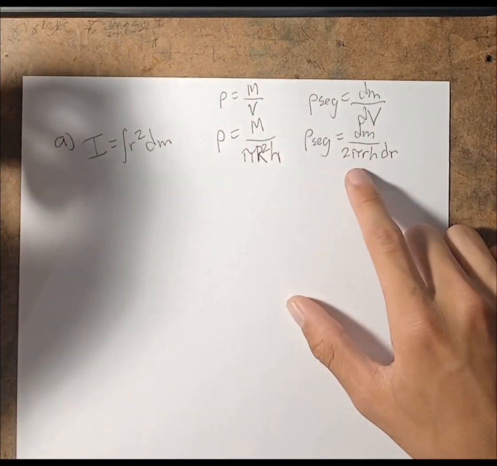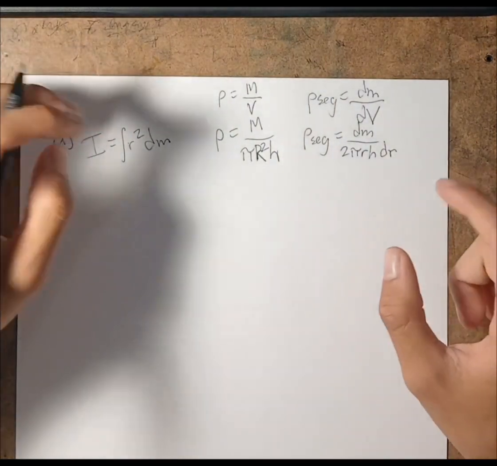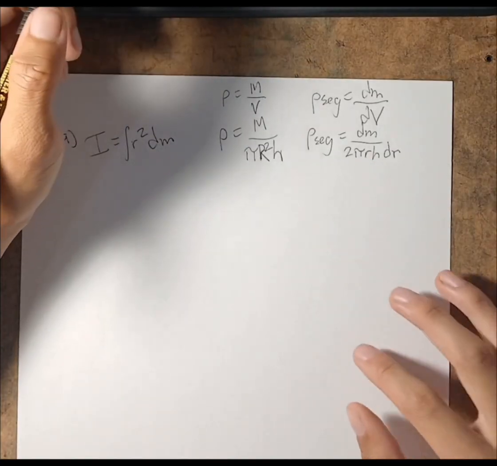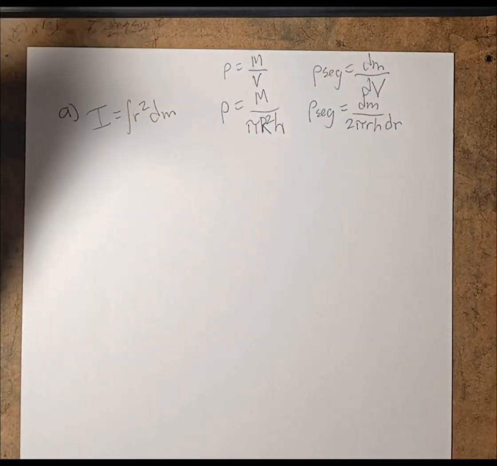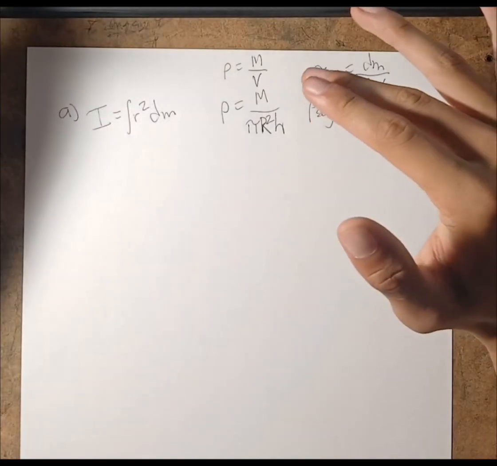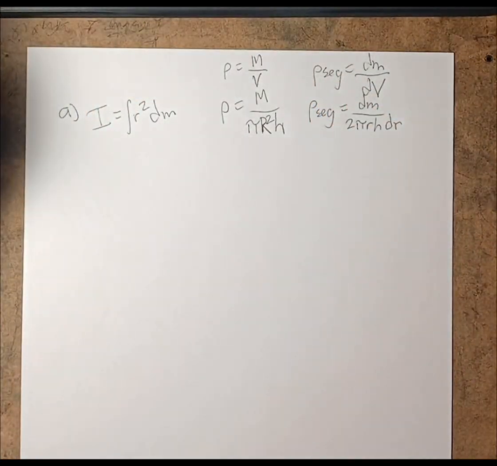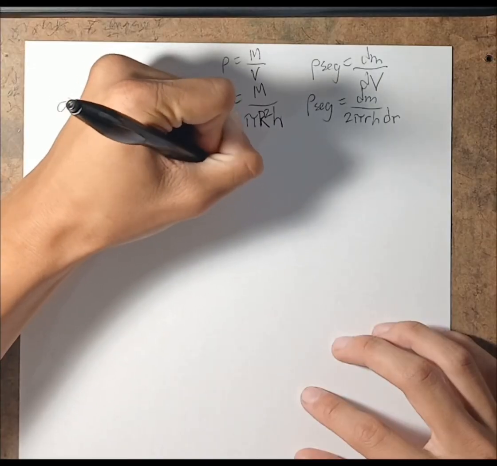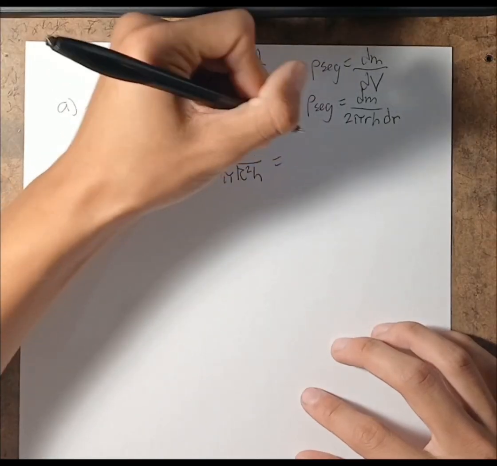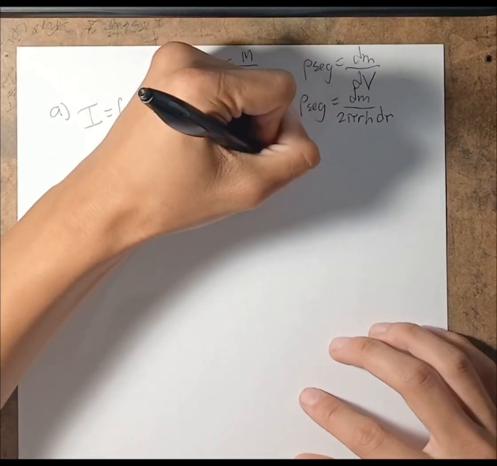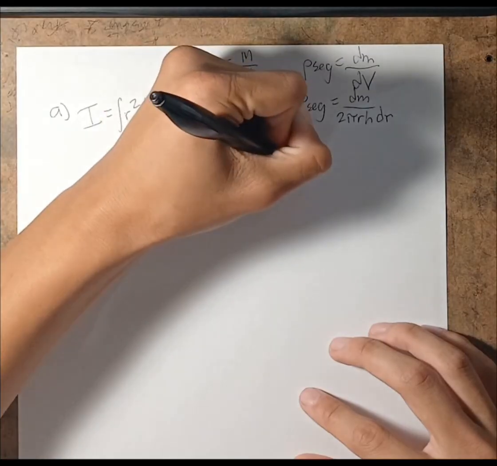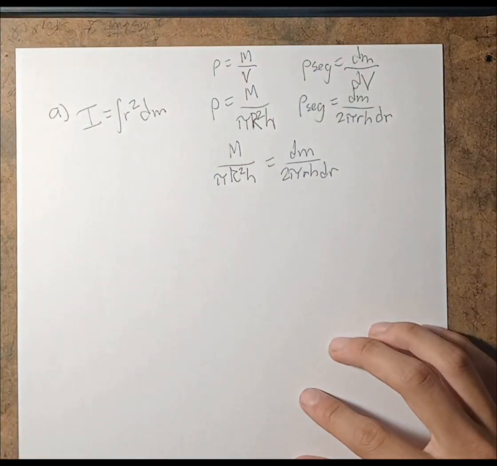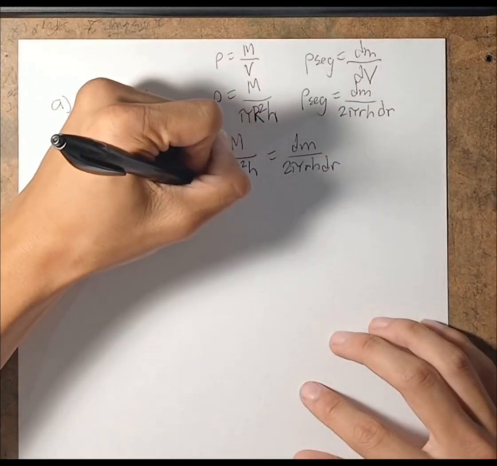Pi and h are just constants, so they stay there. You just bring the two to the front to differentiate the little r here. And since density throughout any part of a shape, whether it be the whole thing or a segment of it, is the same, then we can set these two equal. So m over pi big R squared h equals dm over 2 pi r h dr. And then we can just isolate for dm.